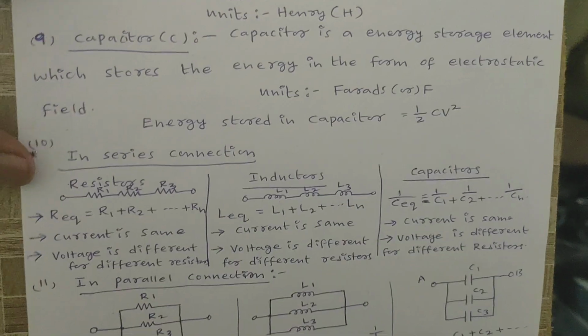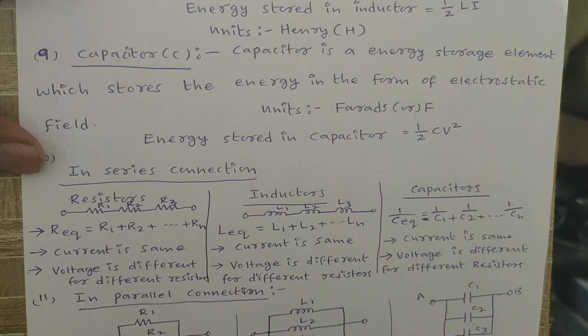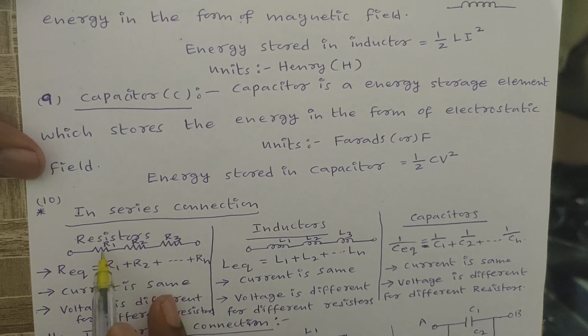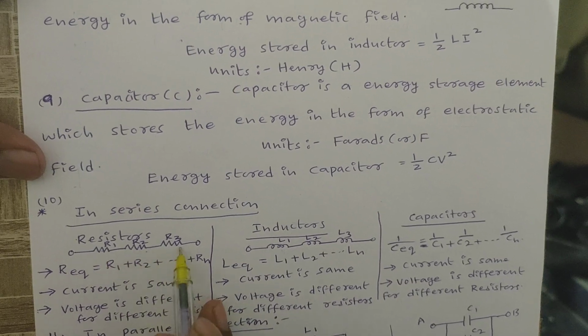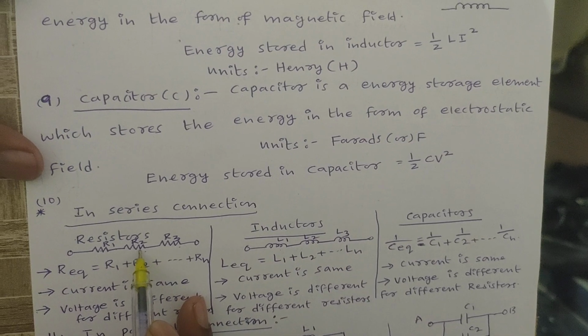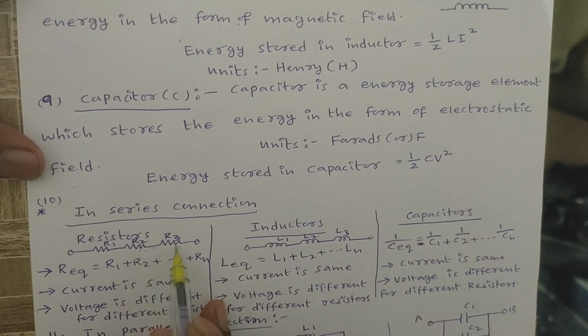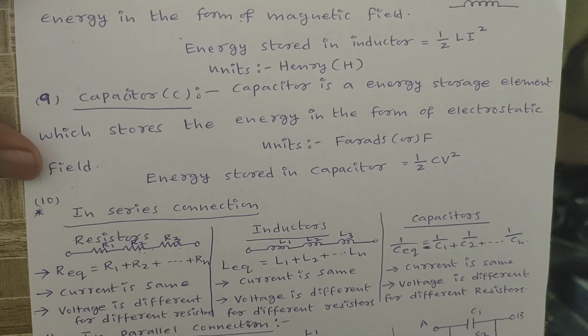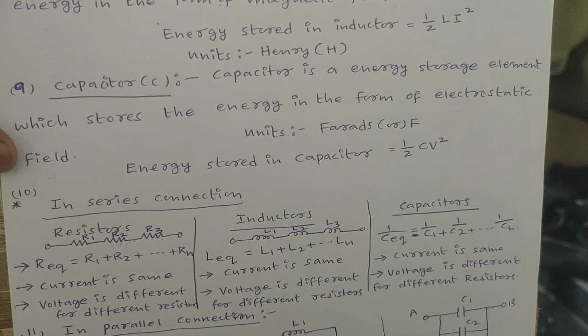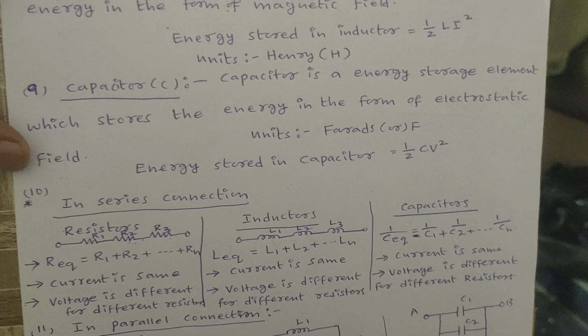Next, very important, series connection and parallel connection. Now see here, first series connection. Let us consider three resistors, R1, R2, R3. Series is nothing but the finishing end of one element is connected to the starting end of another element. Then those elements are said to be in series, either it is a resistor or an inductor or a capacitor.